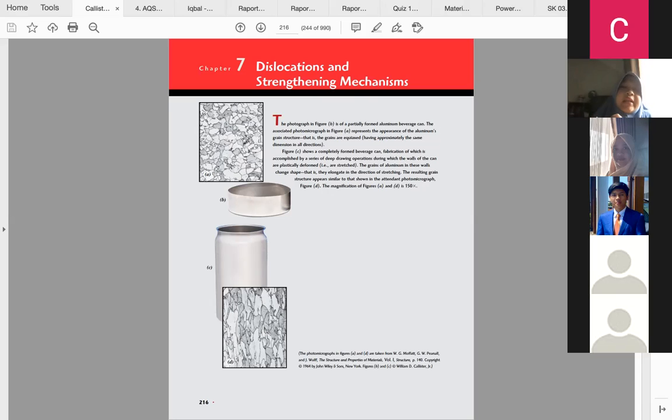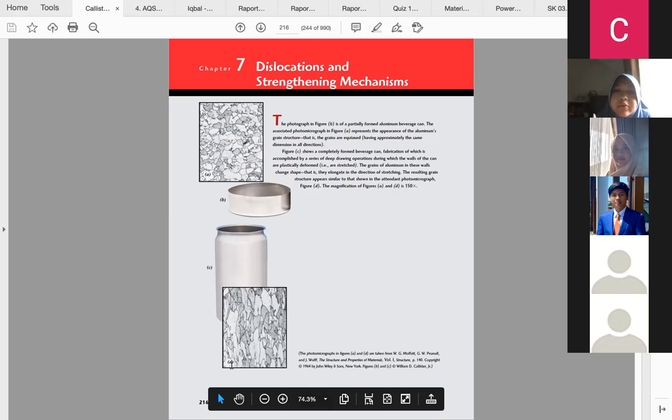Okay, and after that, in aluminum can processing, what they do is they pull it. In figure C, it shows a completely formed beverage can. So from this one here, it is pulled up into a plastic deformation, and with the plastic deformation, all of the grains, if we check with the electron microscope, are also pulled, stretched, and elongated.